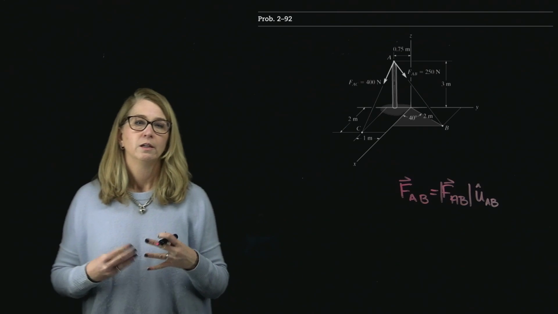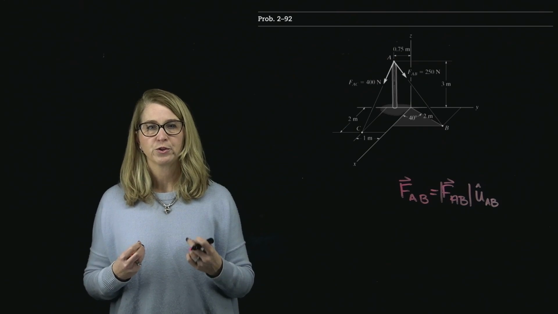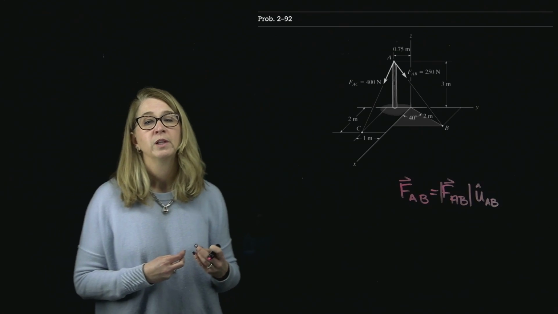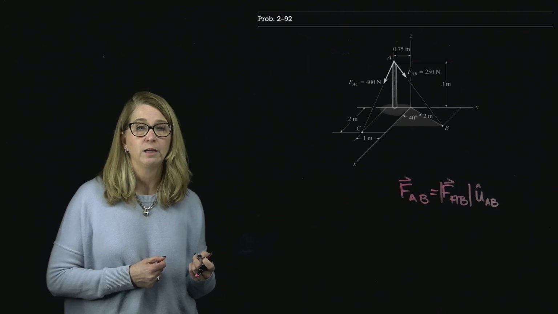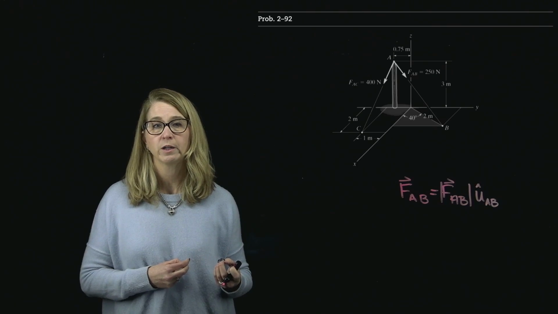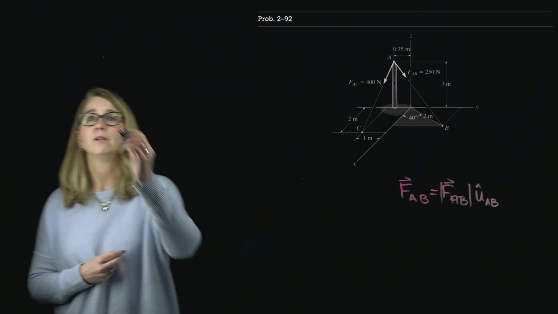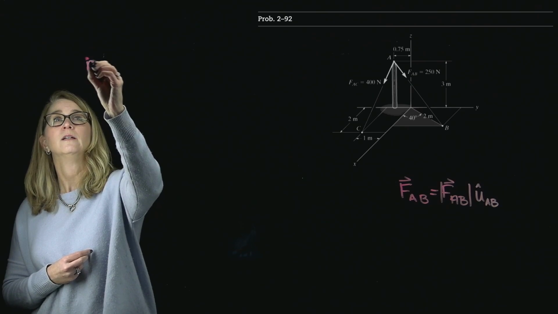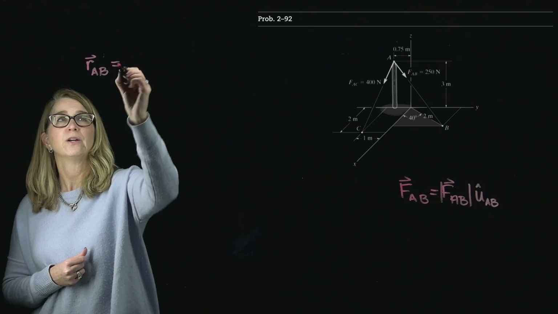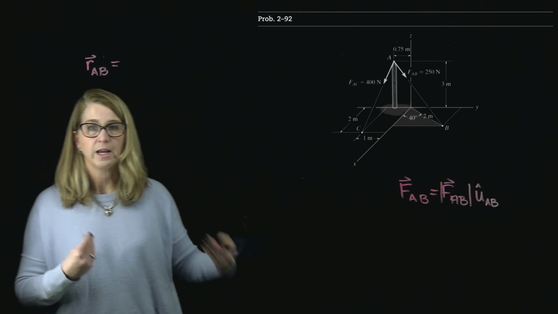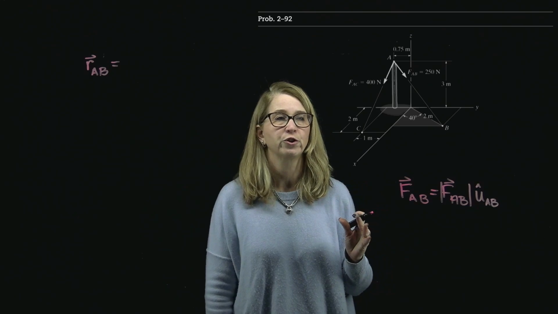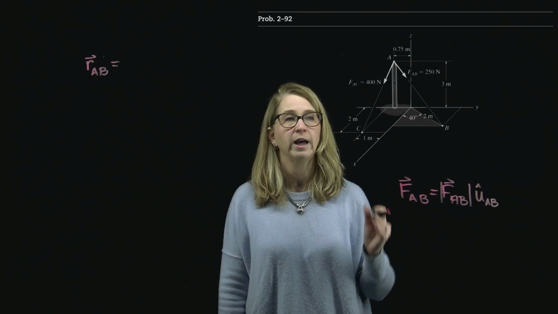Now, I find the best place to start in order to write a position vector, because that's our first step, is I always like to label the X, Y, and Z coordinates of the points that I'm going to be working with. I'm going to be wanting to write position vector AB, which is going to go from point A to point B. And so first of all, I want to look at this picture and figure out what are the coordinates of A and B.